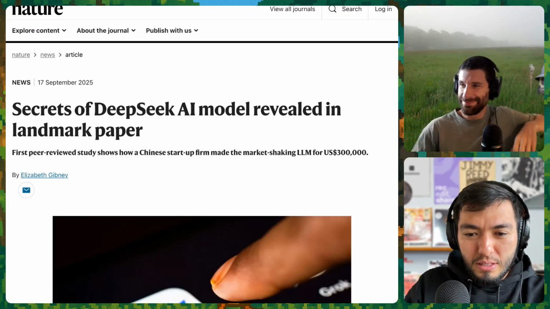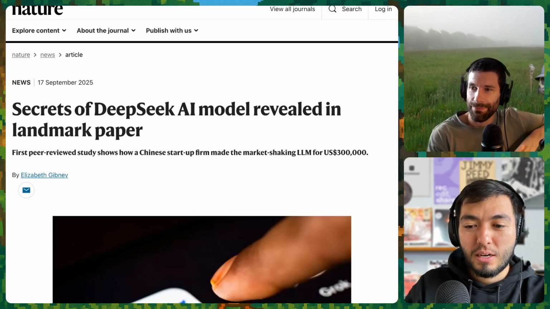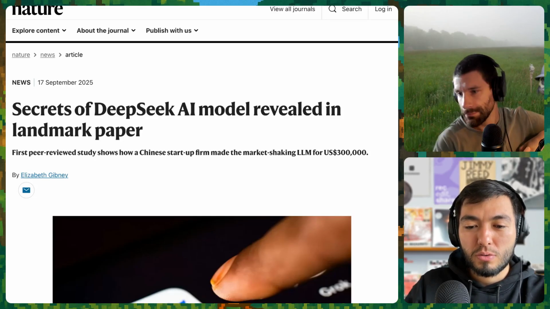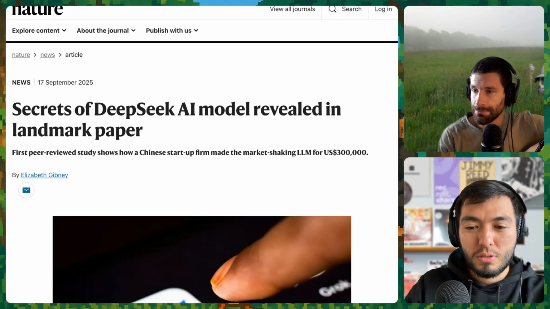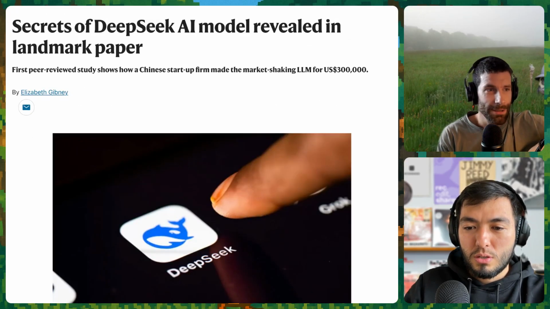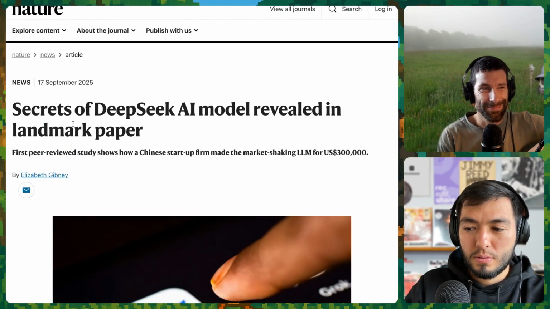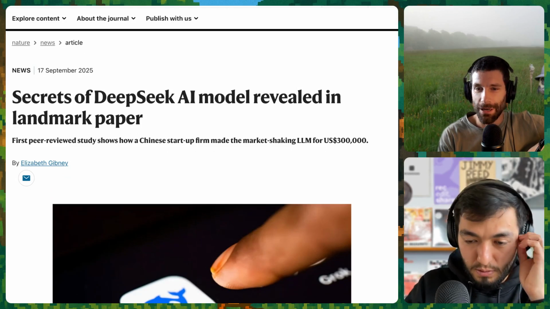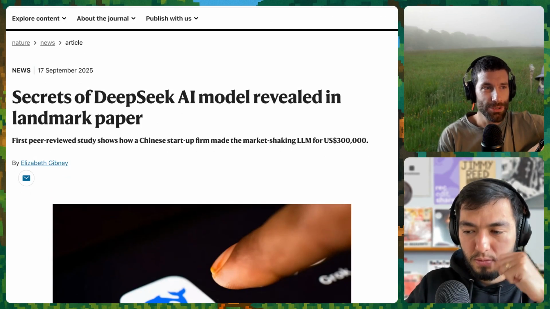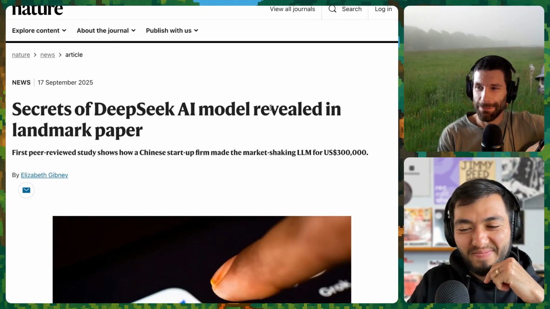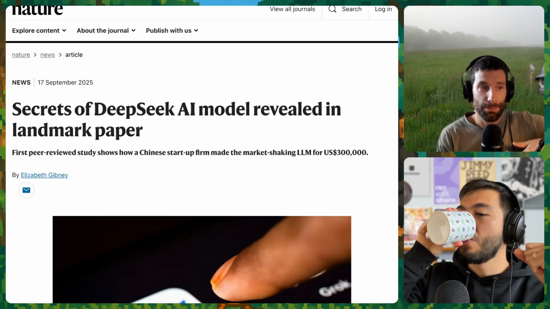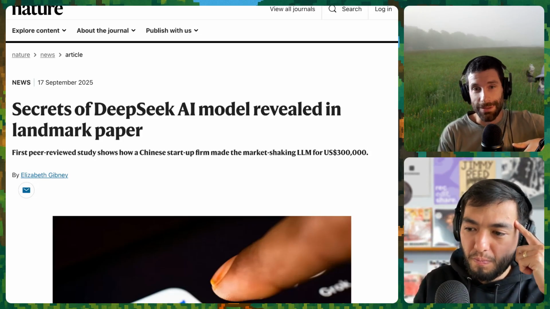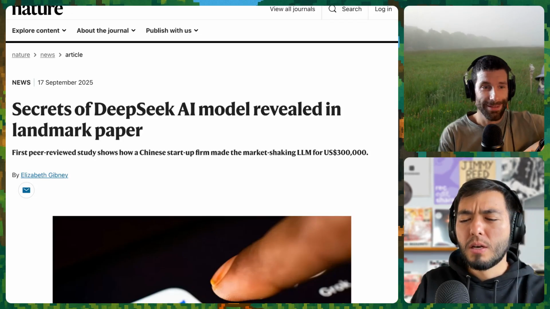We have Nature's first peer-review look at DeepSeek R1, which reveals a reasoning LLM trained for about $294,000, not on rivals' outputs, challenging cost assumptions. Yeah, it's interesting. What you're showing on the screen is the Nature article on this. The DeepSeek R1 model basically published in Nature their own paper on how the R1 model was developed. And it's the first time that there is a peer-reviewed paper on building these kinds of models. That is the interesting thing here.